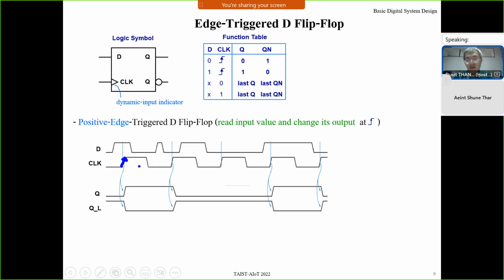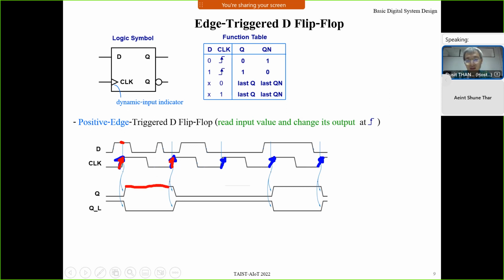And then after that, at high level, or at negative edge, or at low level, nothing changes. Namely, at any point of time during this, the value will be the same as the previous one, or last Q. So in practice, you just consider only when clock ticks. Namely at here clock ticks, D is 1, so Q changes to 1.